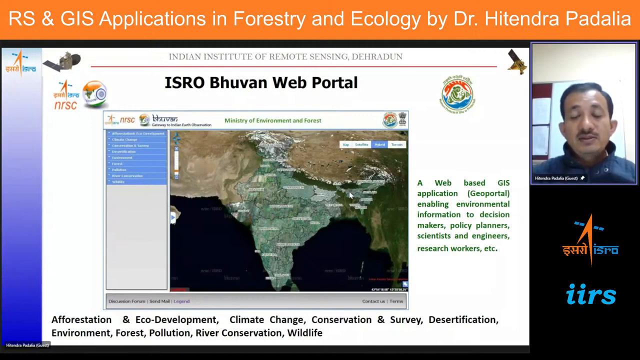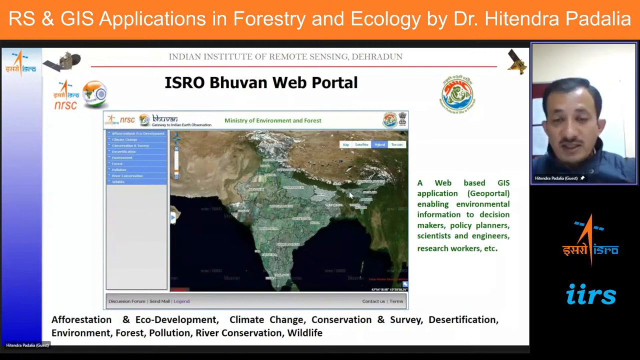analyze the forest information with other thematic information and really understand the forest: what kind of changes are taking place in the forest system, what their characteristics are, and how important they are from the point of view of hydrology, conserving soil, and other aspects.